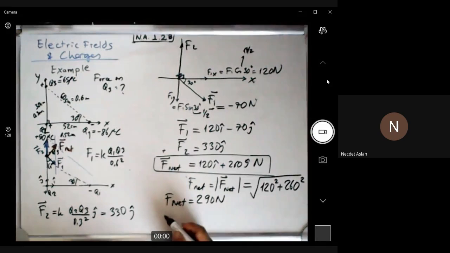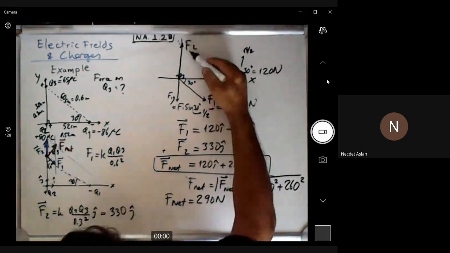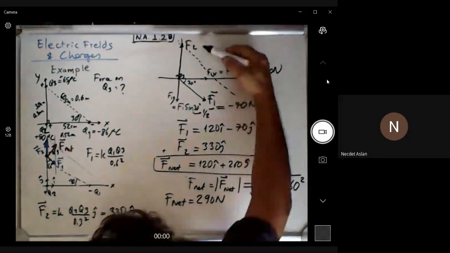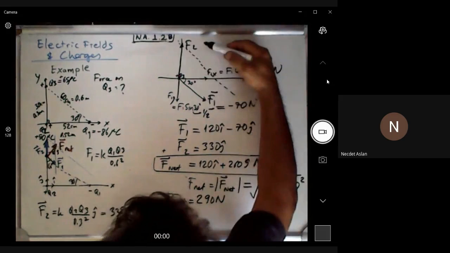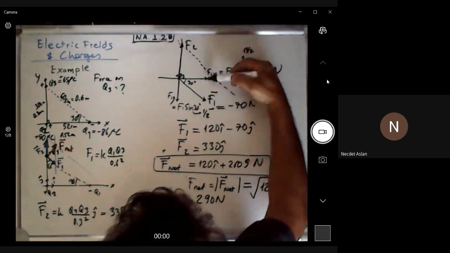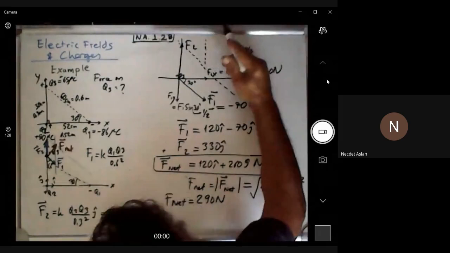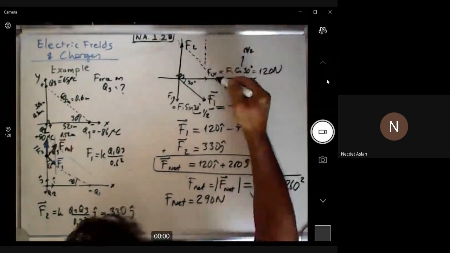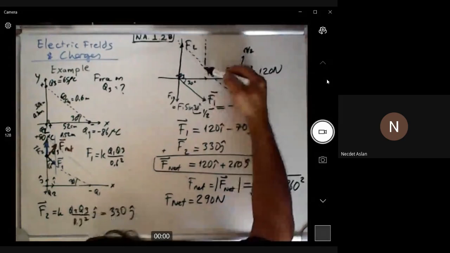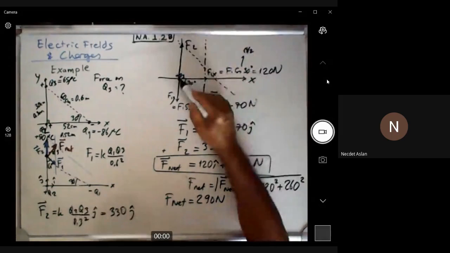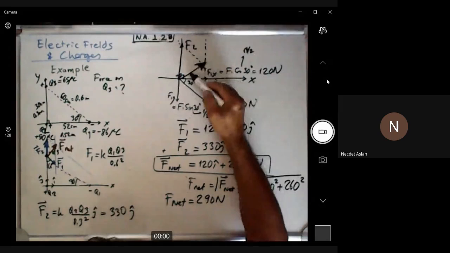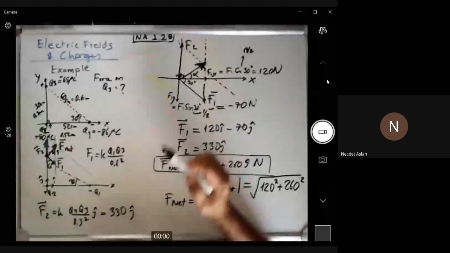What about the direction? So how can I find this angle? As you see, if I draw a parallel line to F1 like that, and if I draw a parallel line, okay, to F3, so F2 is this way, and if you just draw a parallel line from the tip, as you see, you will get this Fnet force and this is the angle that we are trying to find.